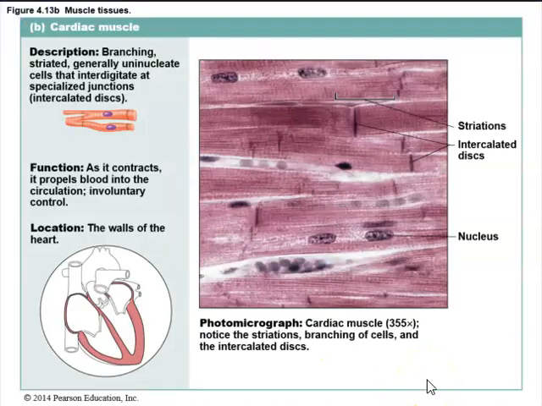So here we see a slide of typical cardiac muscle. We can see that the cardiac muscle cells are branching. They're not parallel like the skeletal muscle. We see these intercalated discs, these dark bands where cardiac muscle cells will kind of interdigitate with one another. And then we know that the function of cardiac muscle cells is that as it contracts, it will propel blood into the circulation. And we know that cardiac muscle is under involuntary control. And we see examples of cardiac muscle only in the walls of the heart.